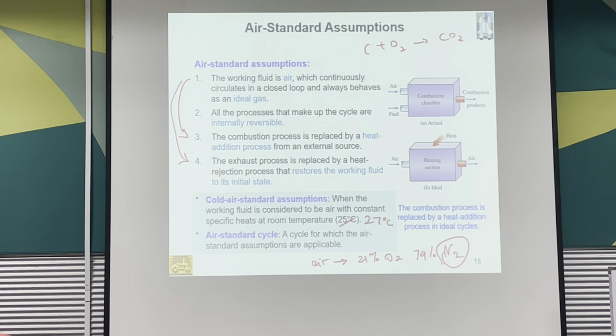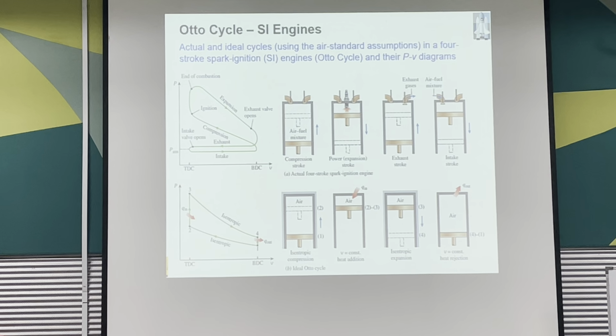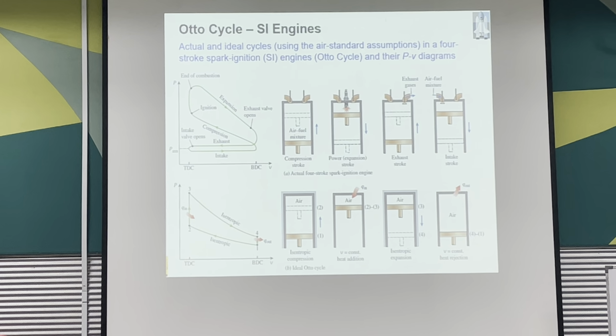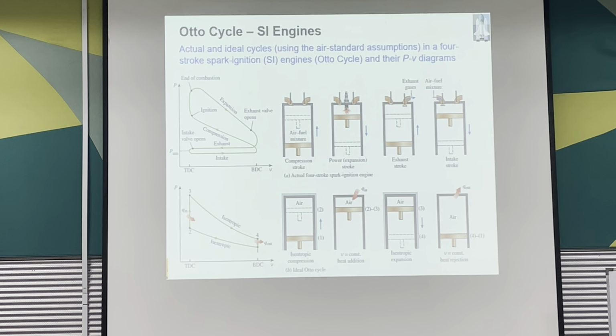Okay, so now that we have established these assumptions, we look at the actual engine cycle. So the SI engine, or the spark ignition engine, gasoline engine, works on what we call the Otto cycle. Sorry, there are a lot of names. I don't know why they have to give so many different names for the same thing. But yeah, the cycle that the spark ignition engine works on is what we call the Otto cycle.